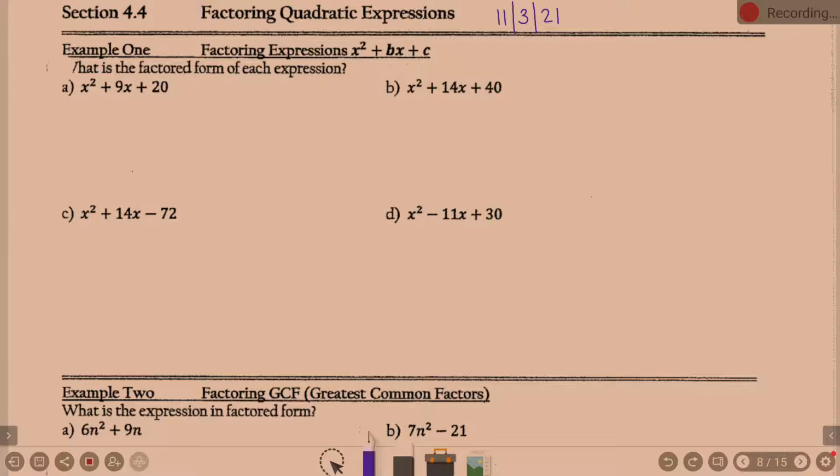as we look at example 1, notice example 1 is factoring expressions of the form x squared plus bx plus c. You'll notice there's no a right now. We'll talk about that later. So it's how do we factor when it's a 1x squared plus bx plus c. So as we look at a, it's how do we factor x squared plus 9x plus 20.